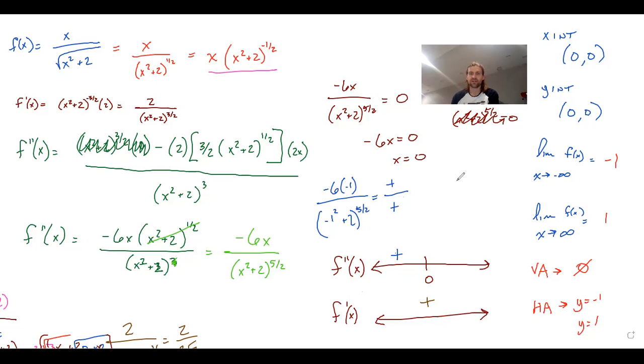Then at 0, we pick a number bigger than 0. How about 1? If we just switch this to a positive 1, all that is going to do is not change the bottom at all. The bottom's still going to be a positive, positive 3 to the 5/2 power. Now the top is going to be negative 6. A negative divided by a positive is a negative. So the graph is always going up, but it switches from curving up to curving down at 0.